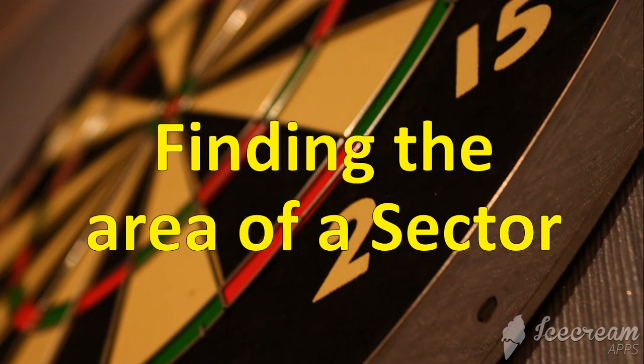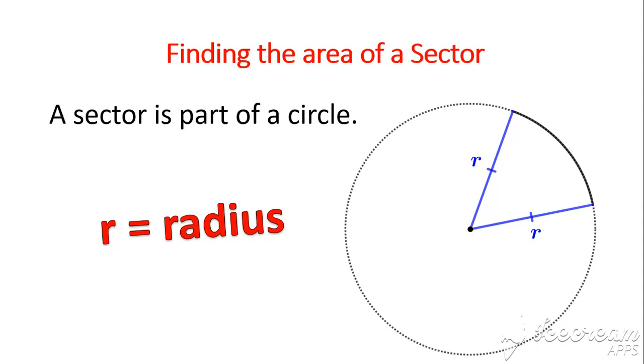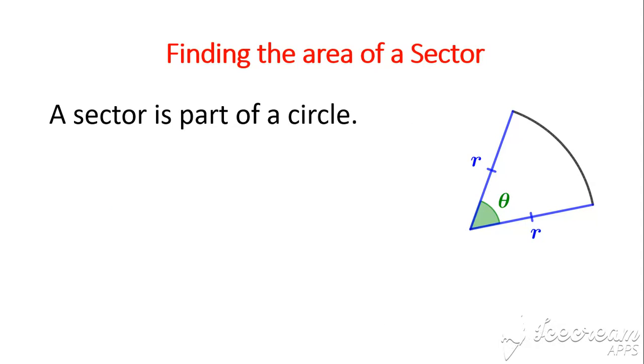We're going to talk about finding the area of a sector. Now we know a sector is part of a circle. We have a radius, and when we draw two radii, we have an angle at the center of the sector called theta. Our job is to work out the area of the sector, which is how much space is inside the sector.